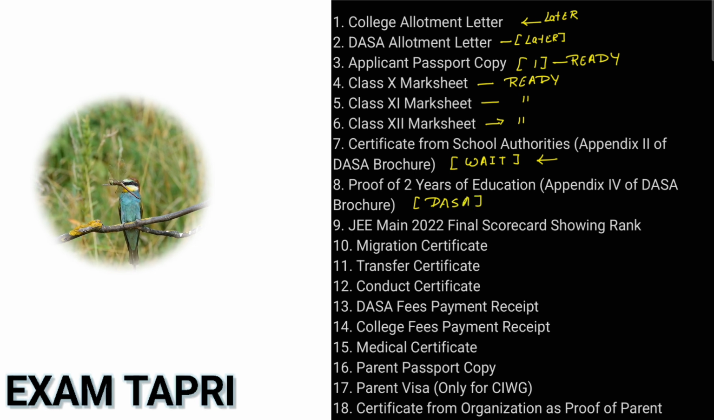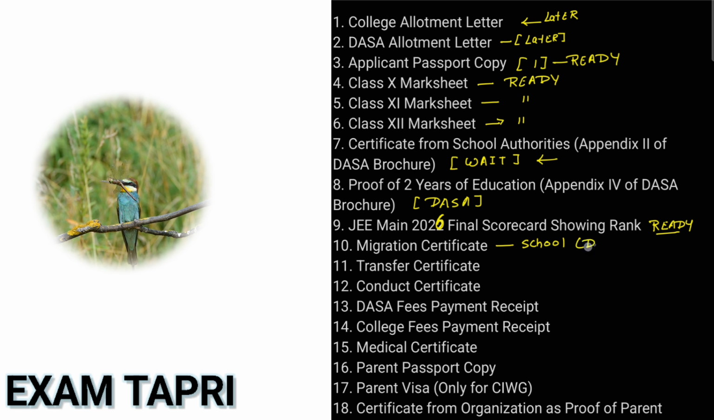J means final mark sheet. Here it's 2026, so the 2026 final mark sheet. You must already have this, so this document is already ready. Migration certificate, from school or DigiLocker or signature. Transfer certificate from school. Conduct certificate from school.